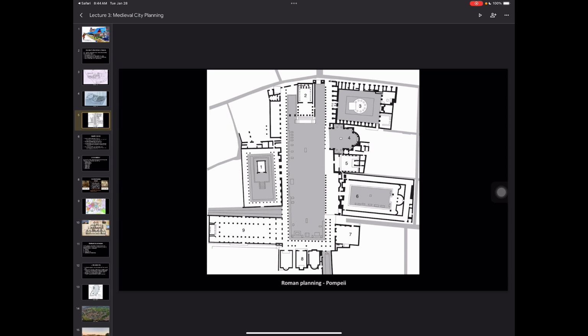Forum. Yes. 9 is the basilica. So remember, the basilica is a really wide aisle in the center, open air, and then the two side aisles. And remember that this is their court for law.